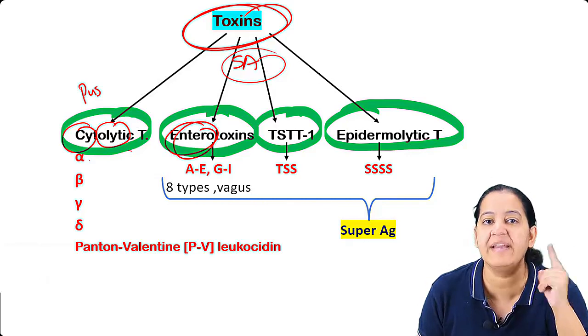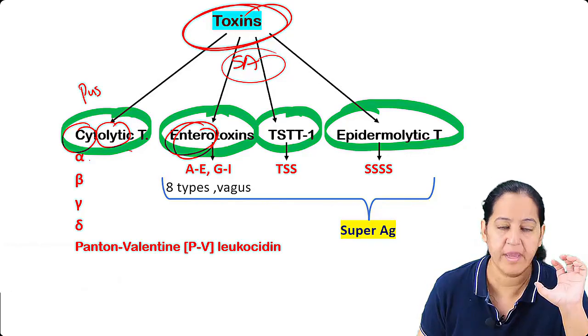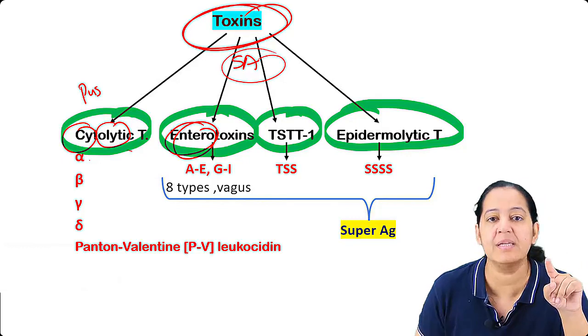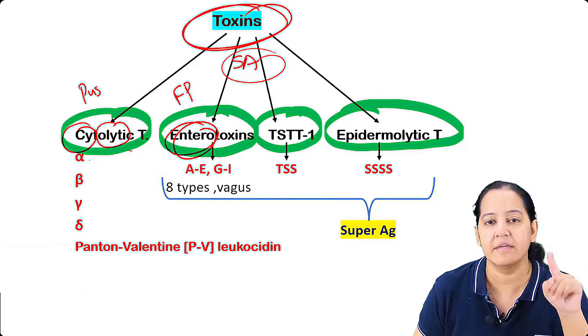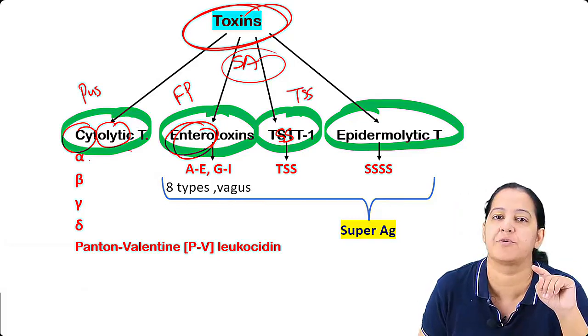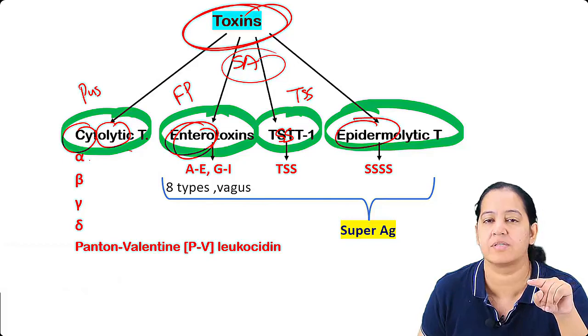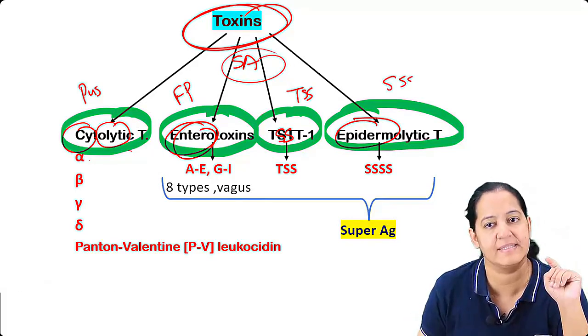Entero मतलब क्या होता है? Intestine. Enterocyte सुना है? Enterocyte is a cell of the intestine. Enterotoxin, it will act in the intestine and it will cause food poisoning. The third is the toxic shock syndrome toxin, TSST. It will cause toxic shock syndrome. And last is epidermolytic toxin, epidermis of the skin, epidermis, dermis. It will cause a disease, SSSS.